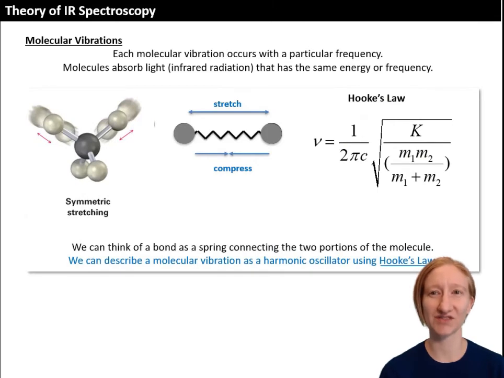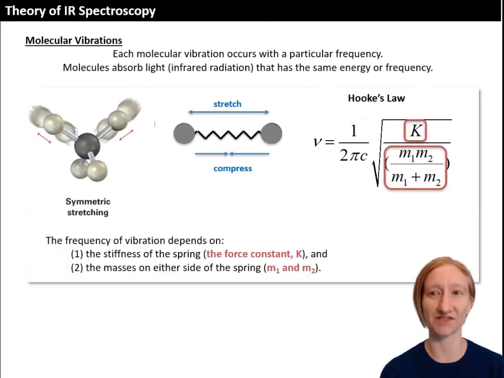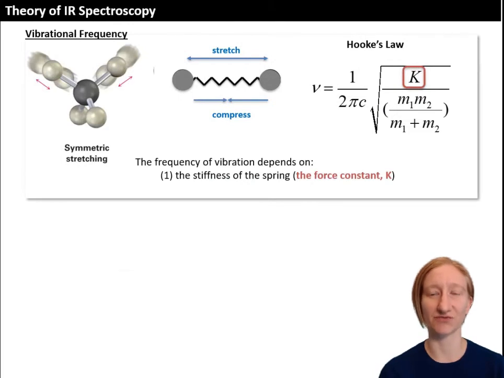When a bond stretches, we can think of it as a spring connecting the two atoms or the two portions of the molecule on either side of the bond. The stretching or compression of a bond, as in a stretching vibration, can be thought of as a harmonic oscillator, meaning we can apply Hooke's law so that the frequency of vibration, or nu, depends on two things. First, it depends on the stiffness of the spring, the force constant K. And second, it depends on the masses on either side of the spring, M1 and M2. And these two features relate directly to our molecular structure or our functional groups.